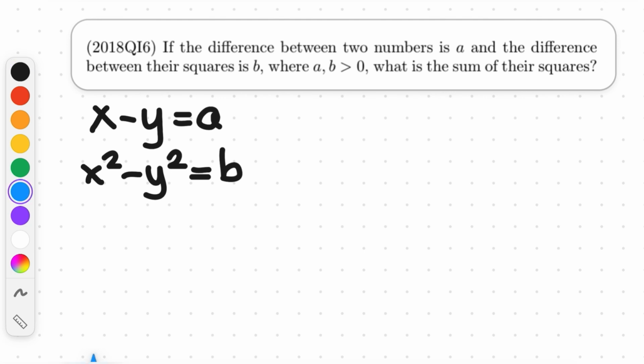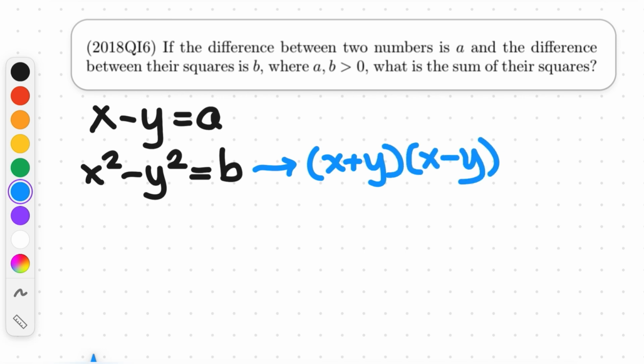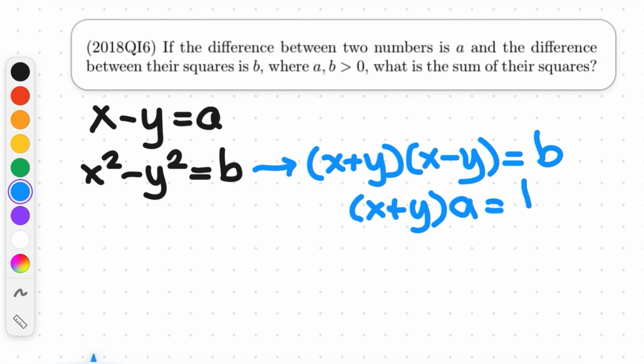Using special products, we notice right away that x squared minus y squared may be written as x plus y times x minus y, and this is equal to b. Hence, we can say x plus y times a is equal to b, and therefore x plus y equals b over a.